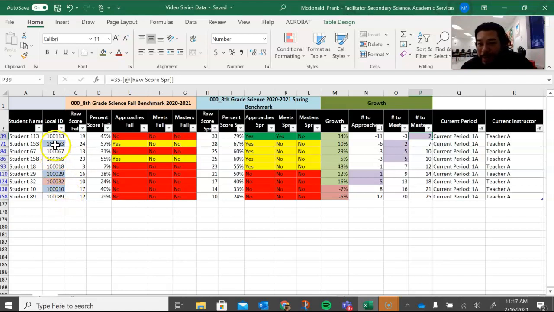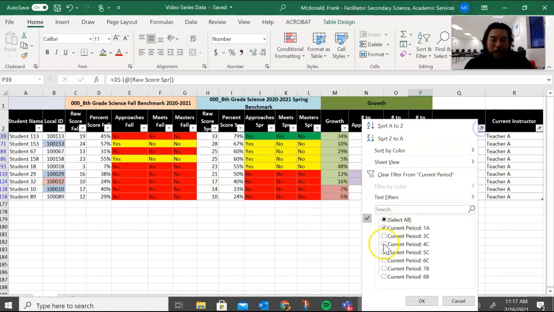I can see that in this class, I have 3 SPED students. I got 3 LEP students and 1 SPED student. So I can start to plan the lessons, and I can configure the lessons or build the lessons to meet these students' needs during this particular class period. Let me look at another period.